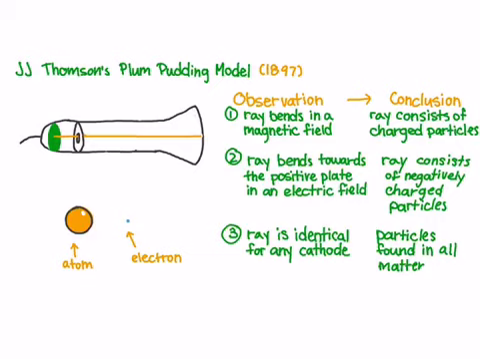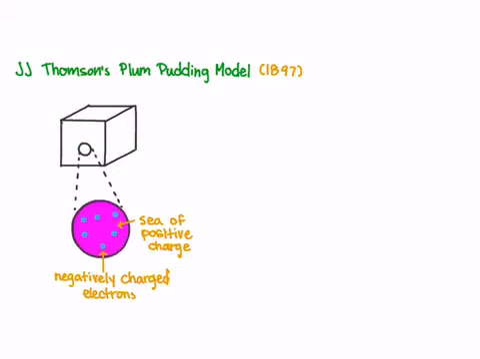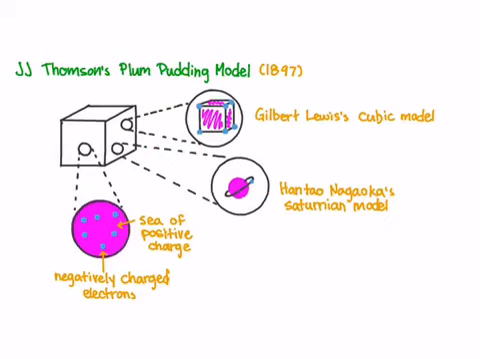This meant that the atom could not be the smallest unit of matter, so the atomic model needed to be revised. So Thomson proposed a new model of the atom, featuring the newly discovered electrons in a sea of positive charge, like the dried fruit in a plum or a bread pudding, hence the name, the plum pudding model of the atom.